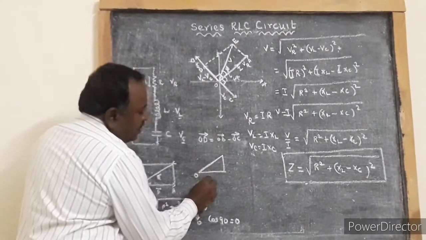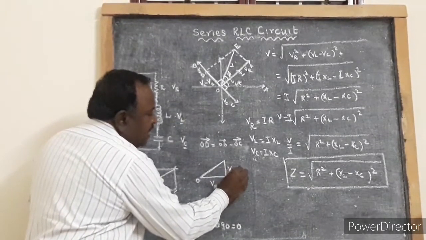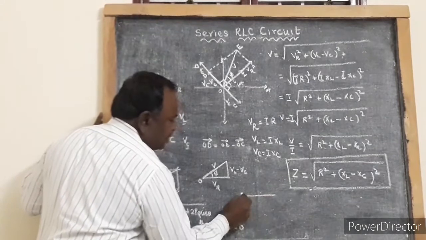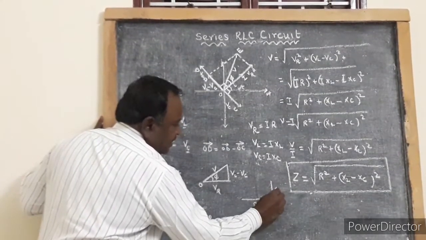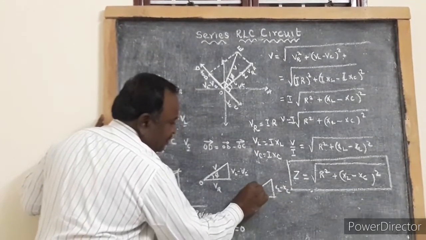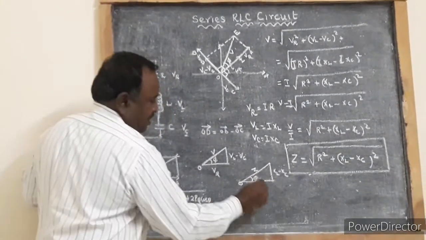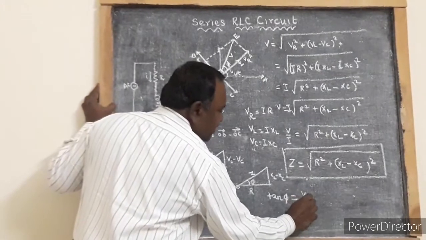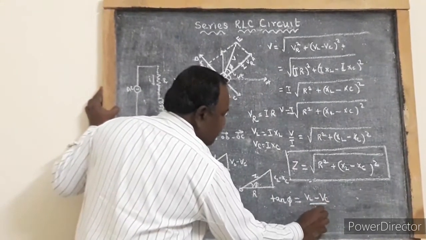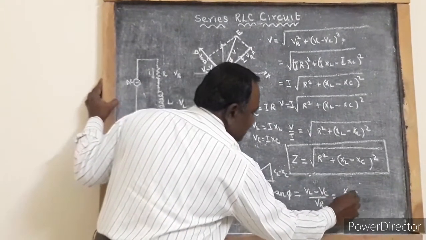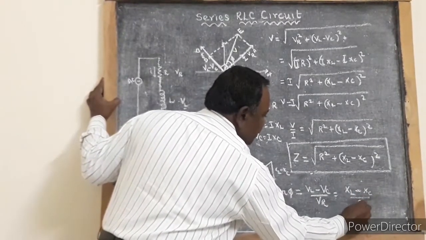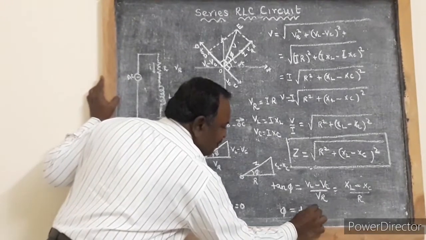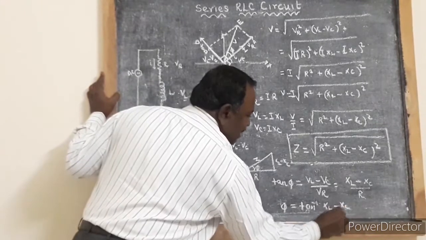So I am having O, this is VR, this is VL minus VC, this is V, this is phi. The corresponding impedance triangle is: this is resistance, this is XL minus XC, and this is Z. From this triangle we can find tan phi. Tan phi is equal to opposite side by adjacent side, that is VL minus VC by VR, which is equal to XL minus XC by R. So phi is equal to tan inverse of (XL minus XC) by R.